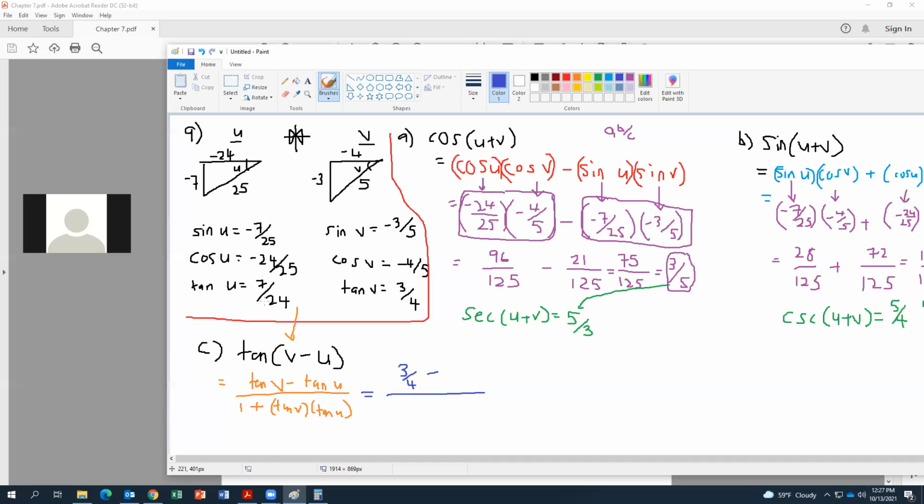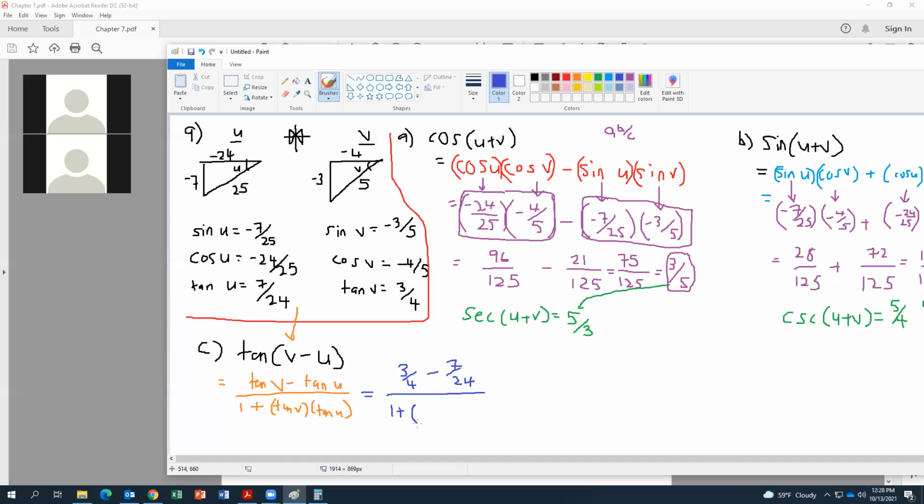-7/24. Again, we don't have a negative. So tangent doesn't have a negative in this case, quadrant 3. It should be just 7/24. So make sure you know this. One negative screws everything up. Logan, can you tell me what is the bottom part? 1 plus what? 1 plus 3/4 times 7/24.